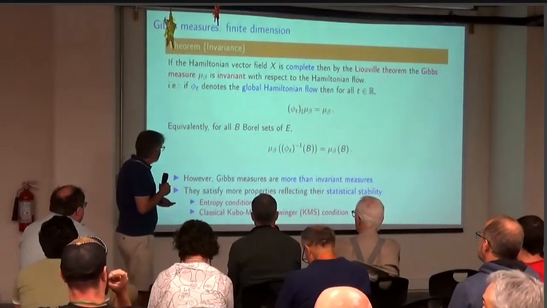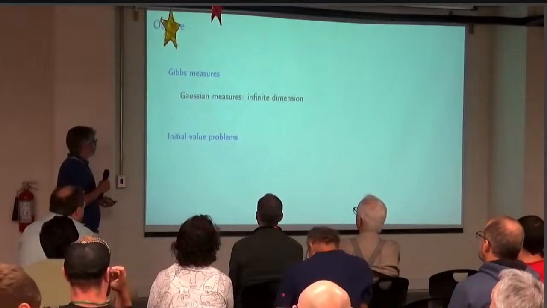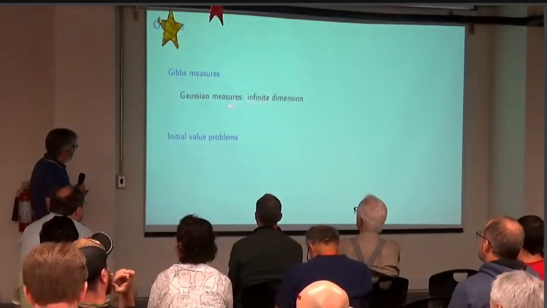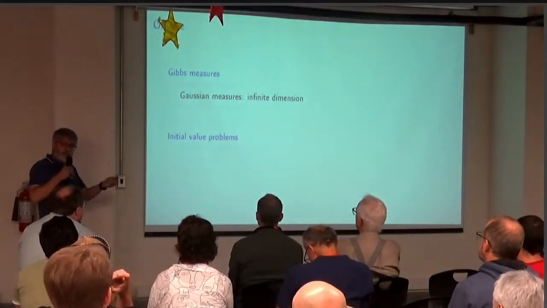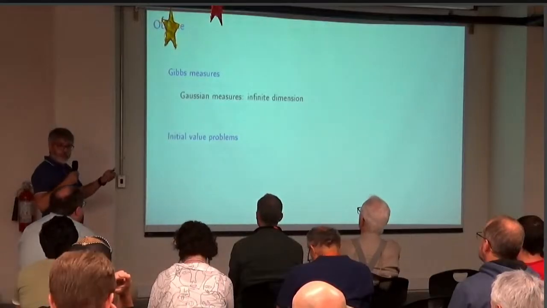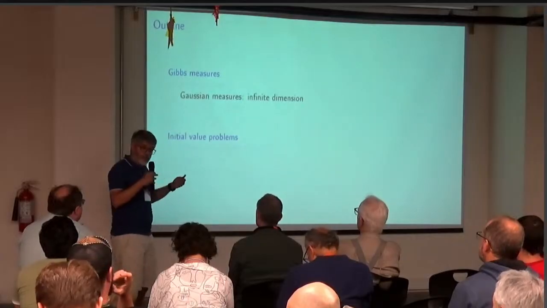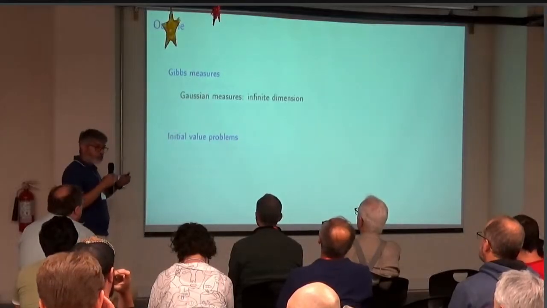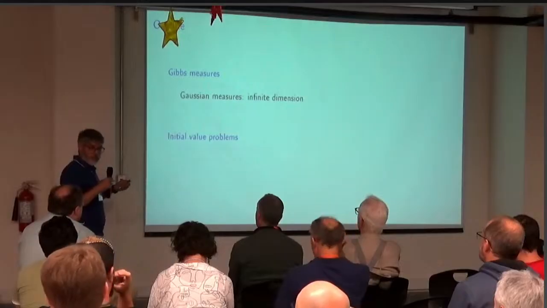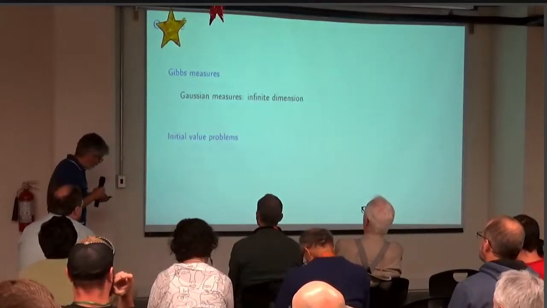Okay, let's look a little bit at this now. Once we have understood what Gaussian measures on a finite dimensional Hilbert space mean, we would like to extend it to systems with infinite degrees of freedom. And in particular, we would like to define what Gibbs measures are on a Hilbert space of infinite dimension.